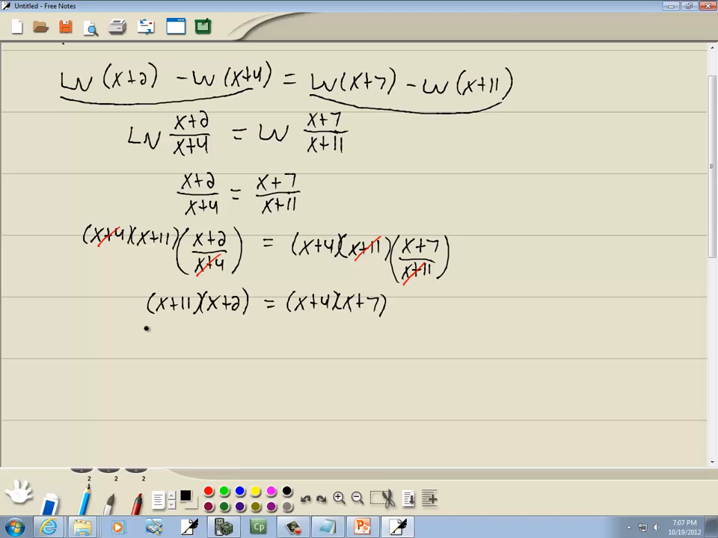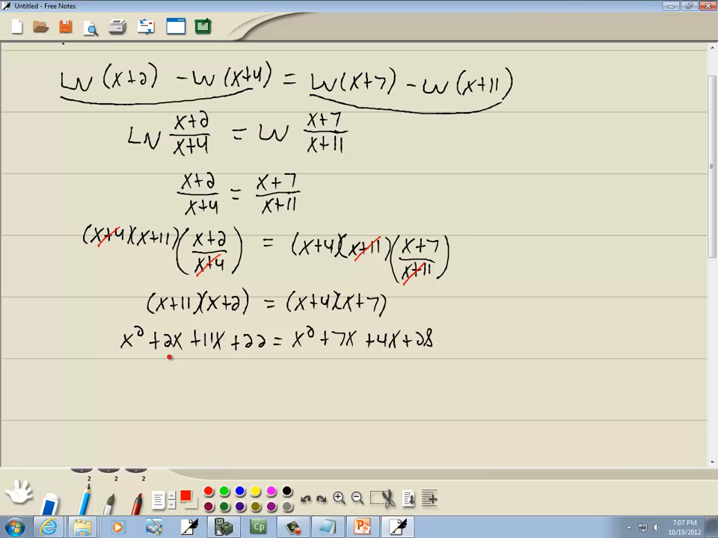Well, we'll multiply all these together. x times x is x squared. x times 2 is 2x. 11 times x is 11x. 11 times 2 is 22. x times x is x squared. x times 7 is 7x. 4 times x is 4x. And 4 times 7 is 28.